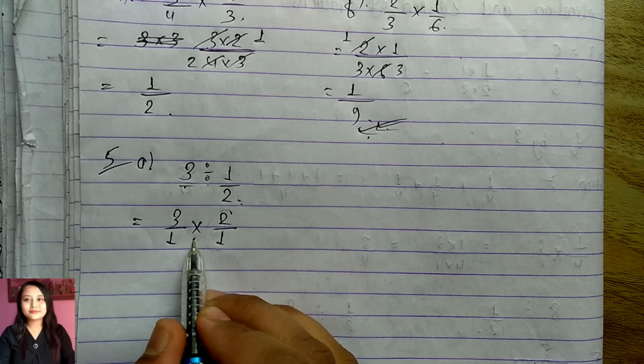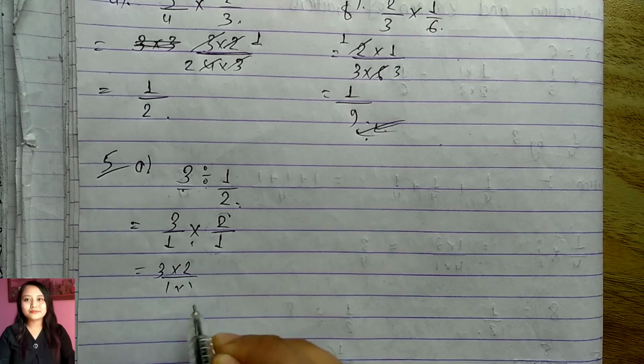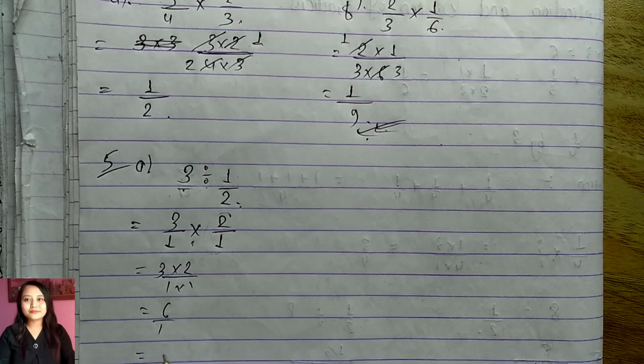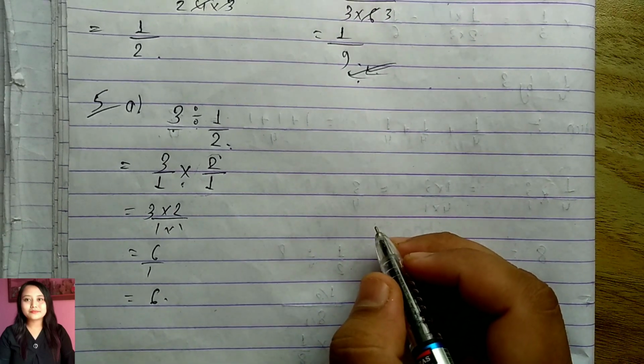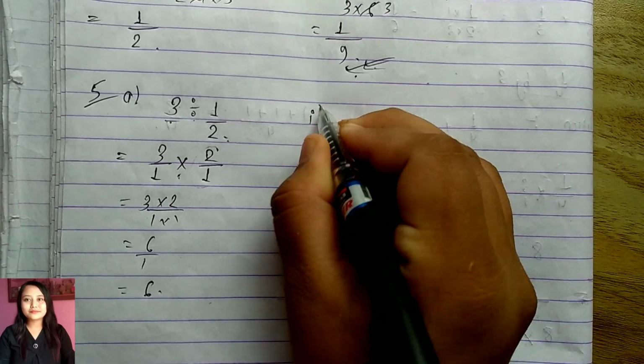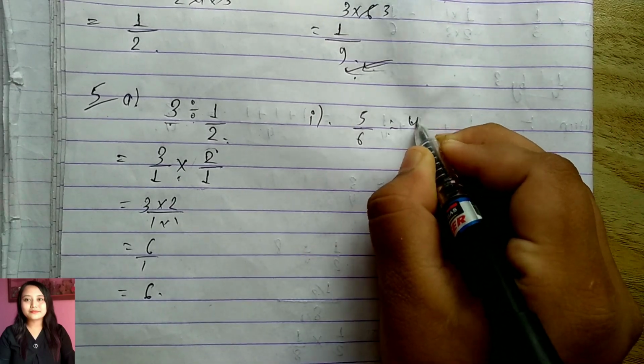Division will be multiplication now. Now you can simply multiply 3 into 2 and 1 into 1. This is 6 by 1. We can simply write 6 only. Similarly, in the division, we can do question number i also, that is 5 by 6 divided by 4.